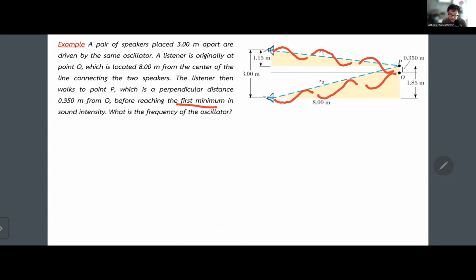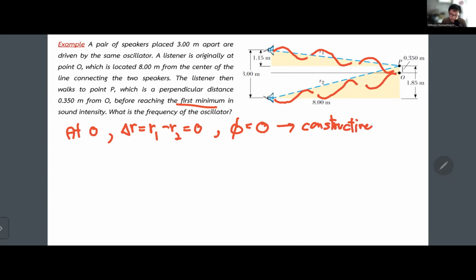So that means at O, delta R, let me write R1 minus R2, is 0. And we knew that this means the phi must be 0 as well. Saying it in a very official way, the path difference is 0, so the phase difference is 0. So what you are getting is going to be a constructive interference. Does that make sense?